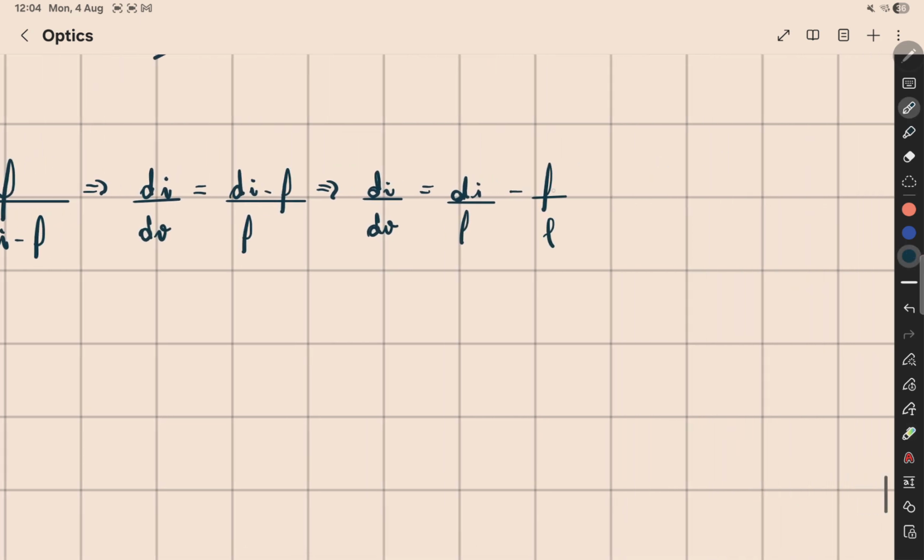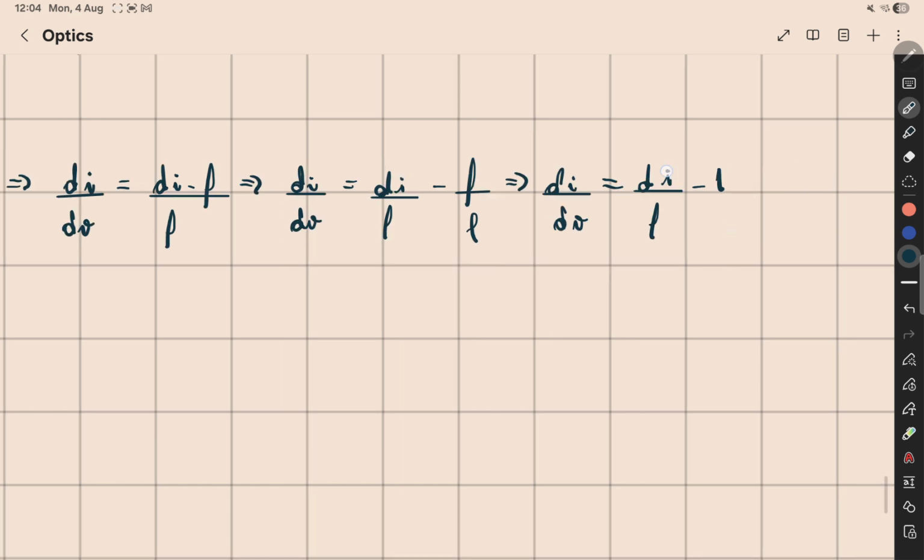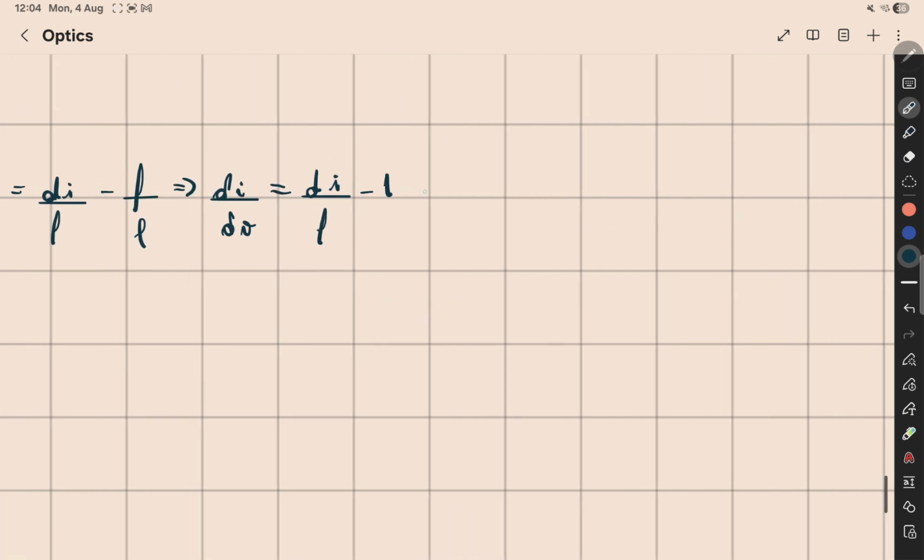Why have I done this? Because here it's f divided by f, that's just 1. So I have that di divided by do, I'm just going really slow so you don't miss a step, is di over f minus 1, okay? Minus 1. I'm almost there now.